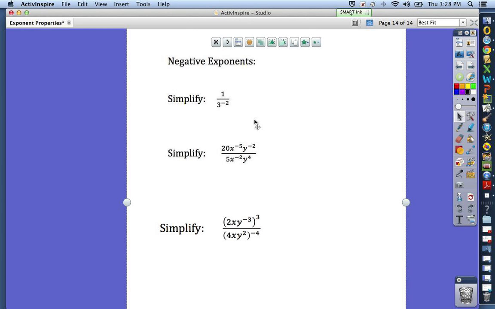So in this video, we'll be looking at some problems involving negative exponents, just to make sure that we're getting real comfortable with these negative exponents. So a problem like this where it says 1 over 3 to the negative second power, well, another way to write 3 to the negative second power is 1 over 3 to the second power.